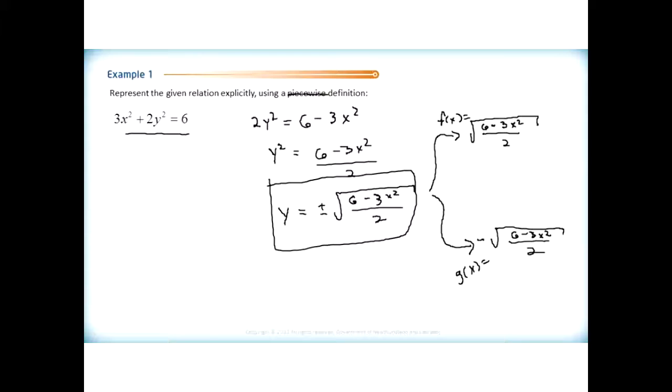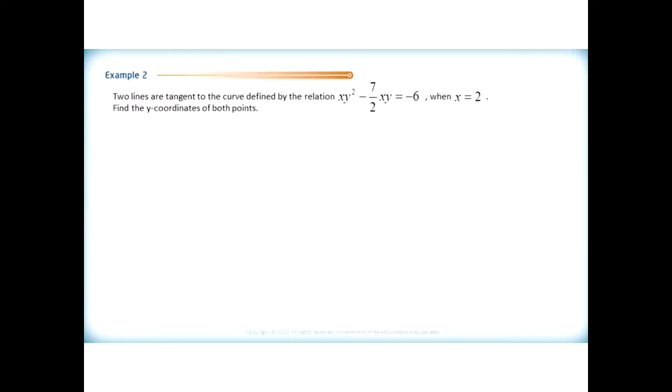But there are some cases when we can't do that. And so what would we do if we had to take the derivative of such a function? That's why we're looking at these implicit relations, because they give us an idea for how we would deal with this. So let's say I had this particular relation, which is kind of icky, and it says that two lines are tangent to this curve, defined by that relation, when x equals 2. We have two different tangent lines. How can you have two different tangent lines? Aren't they supposed to be unique?